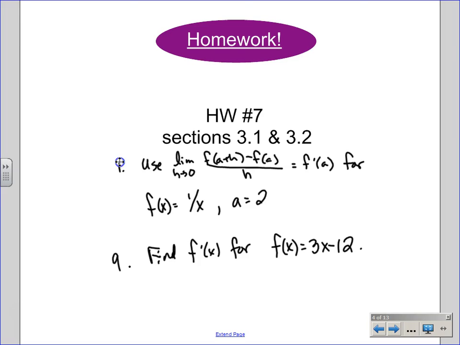Aha. See why I had you do this one? Plug in the A, yeah? 1 over A or 1 over 2? What's that one going to be? 1 over 2 plus h, all over h. 0 over 0. Keep going. Ah! Complex fractions.